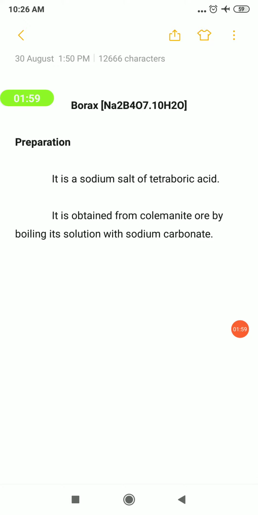Na2B4O7. It can be obtained from colemanite. Okay, from what can it be obtained? It can be obtained from colemanite. The formula for colemanite is Ca2B6O11. That we will discuss later. So it can be obtained from colemanite when it is boiled with a solution of sodium carbonate. Do you know the formula of sodium carbonate? Yes, it is Na2CO3. So this borax can be obtained by the reaction of colemanite with sodium carbonate.